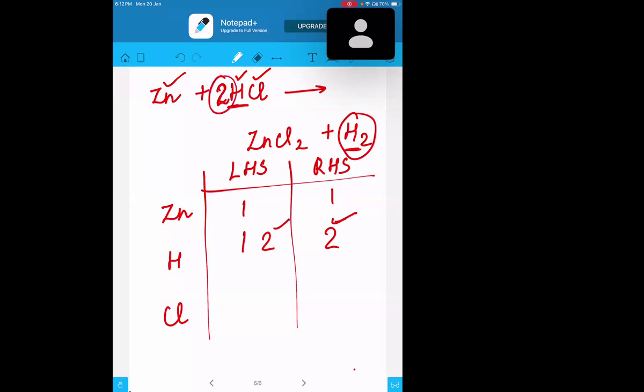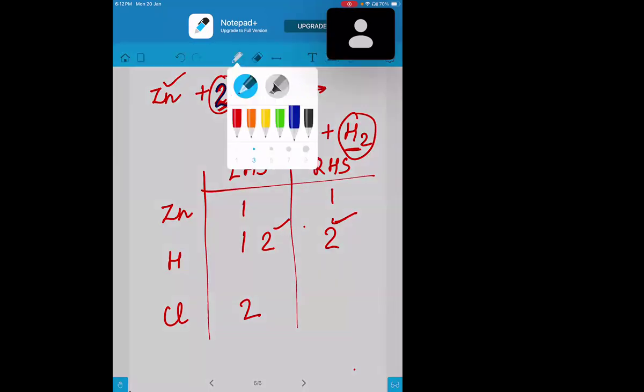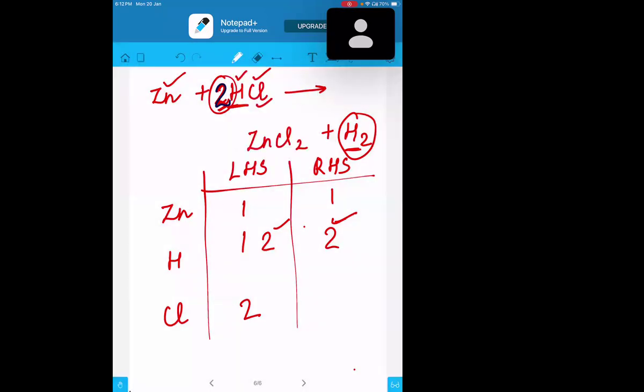Okay. Now come to the chlorine part. How many chlorine are here on the left hand side? 2. Correct, 2. Because this is calculated. This 2 is the front hand side. This 2, if it is written like this, it is for both kinds of elements. And on the right hand side, how many chlorine are there? 2. Correct. So now all the elements are the balanced ones.